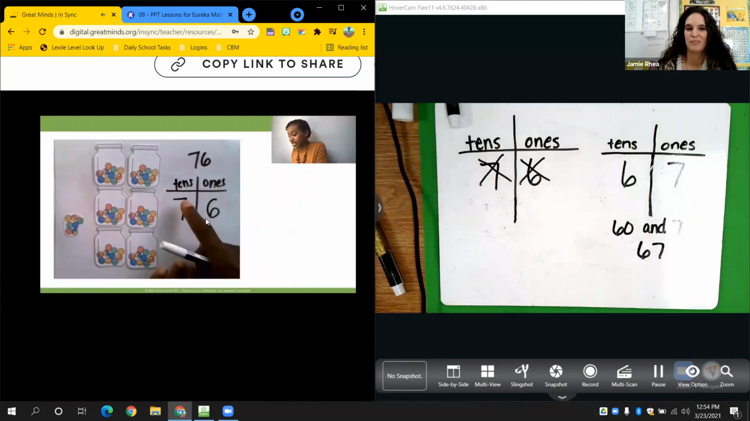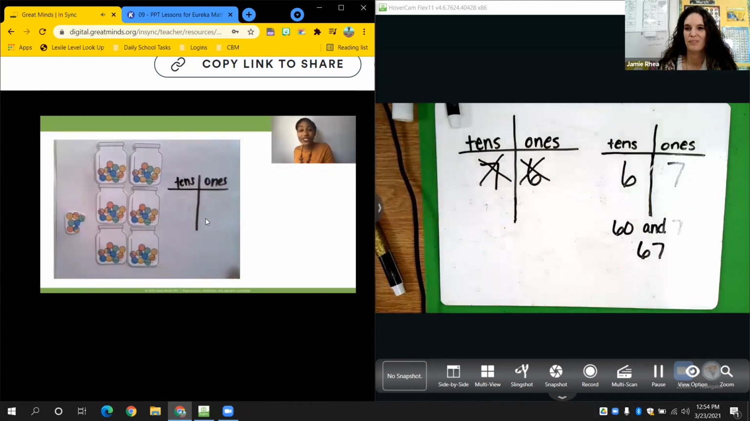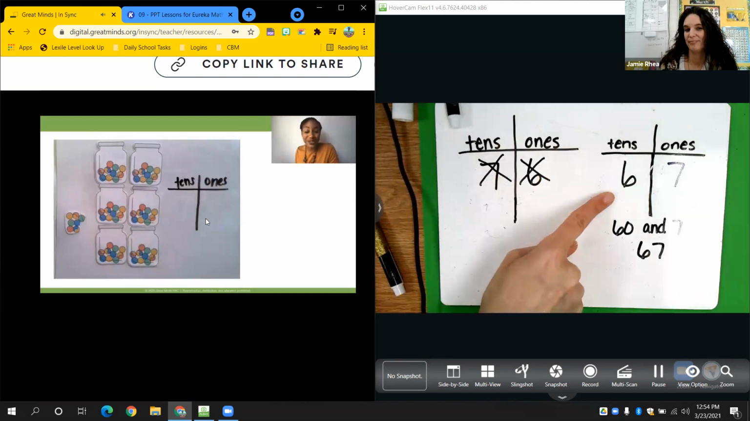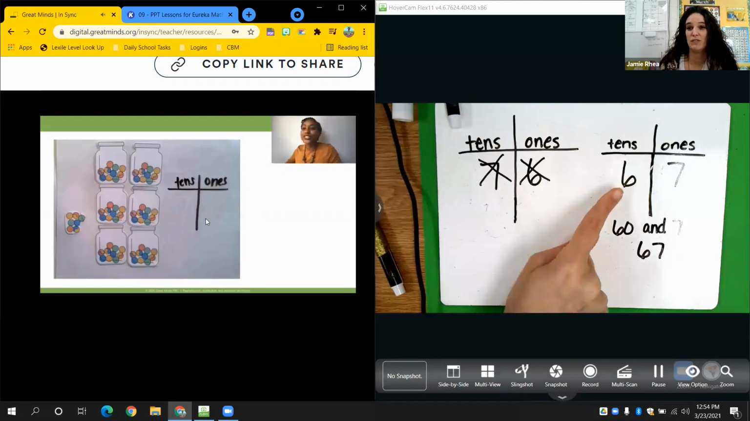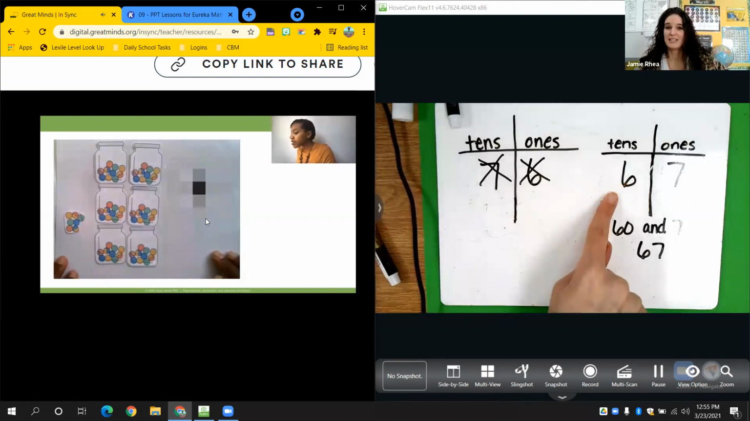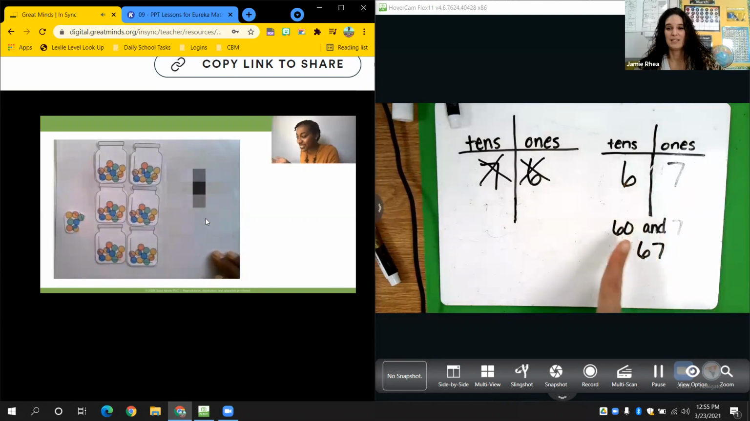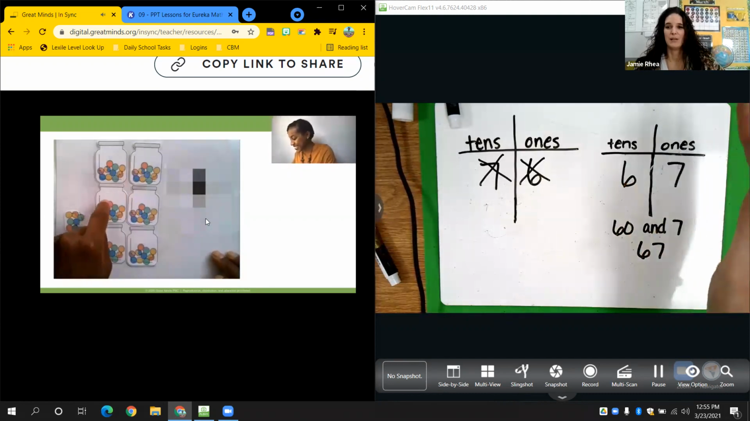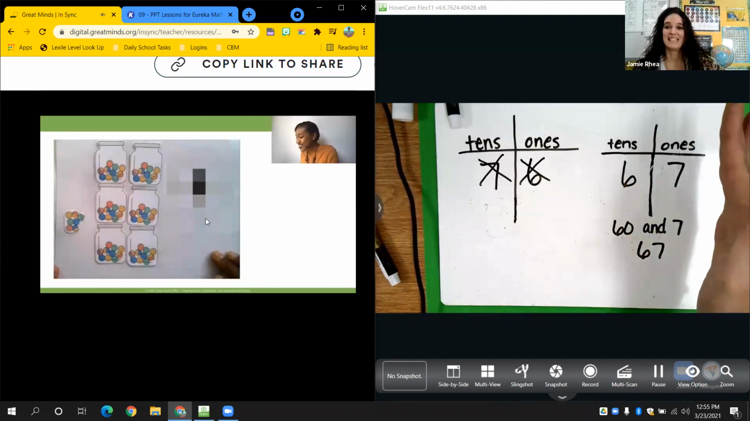Mathematician, I'm going to erase this because it's not 76 marbles. Can you tell me the correct number of 10s and 1s that I should have drawn? I'm going to try again underneath my secret wall because mathematicians are persevering. We keep trying and trying. And the trying is what makes us learn. Go ahead and write in your place value chart the correct number. She should have 6 10s, 7 1s. Count the 10s. 60 and 7 make 67.